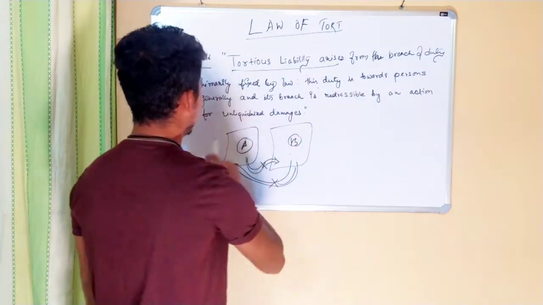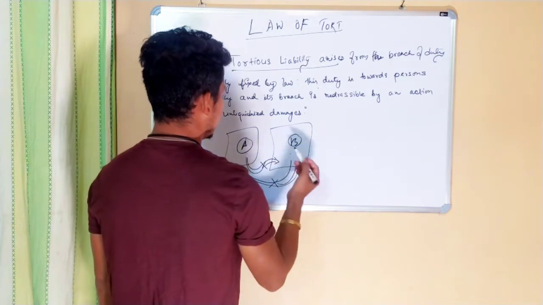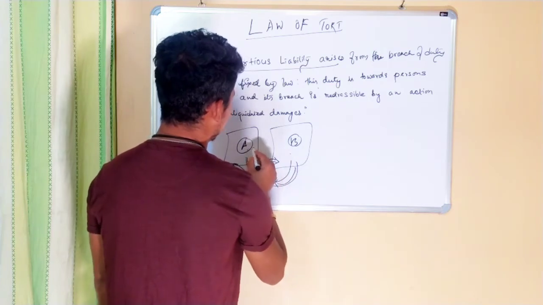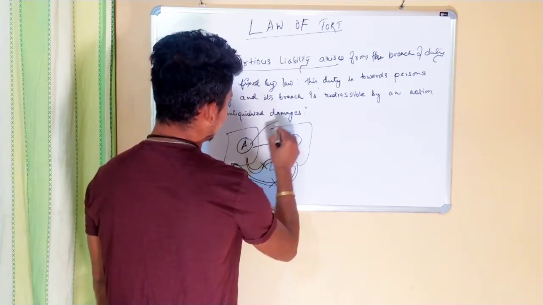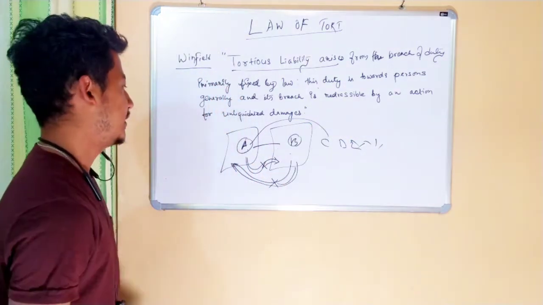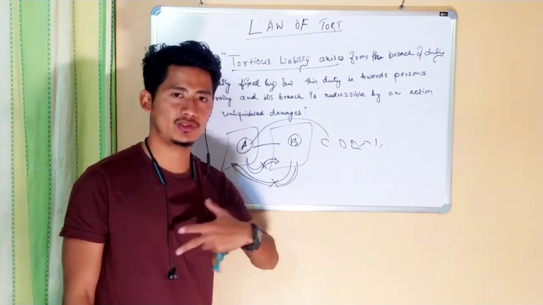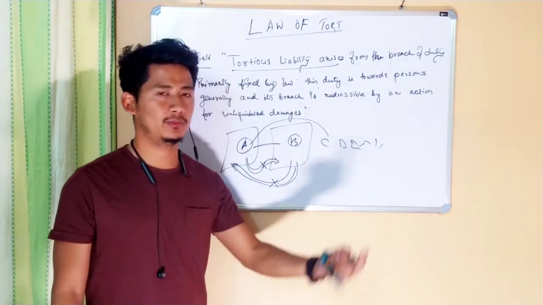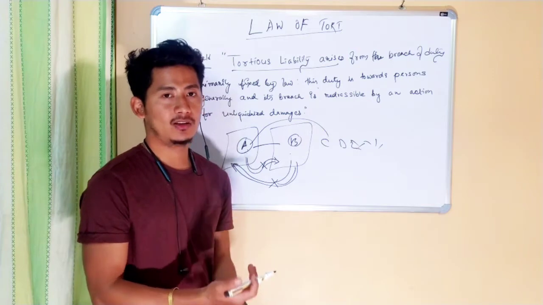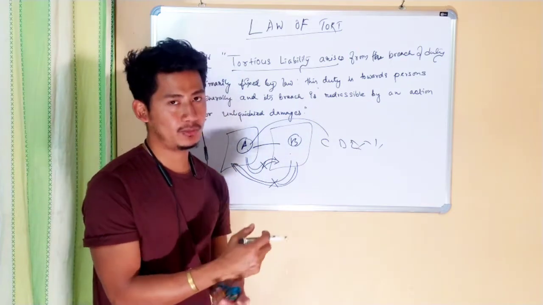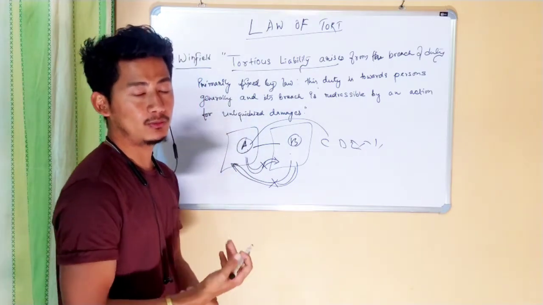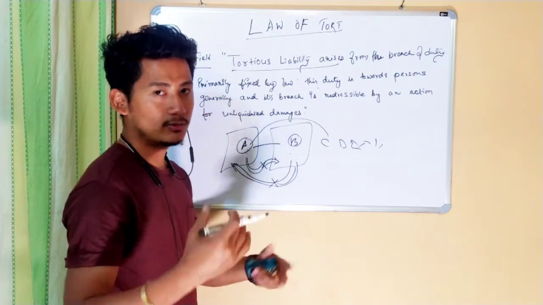This duty is towards persons generally. What it is trying to say is that it doesn't only mean A has a duty towards B. A has a duty towards C, D, X, Y, Z. Since my reputation is really important to me, similarly for other people their reputation is also important. So I have to respect their reputation, and I shouldn't say anything defamatory which will injure their reputation in society. If I do that, it will be defamation, and that will be a breach of the duty.